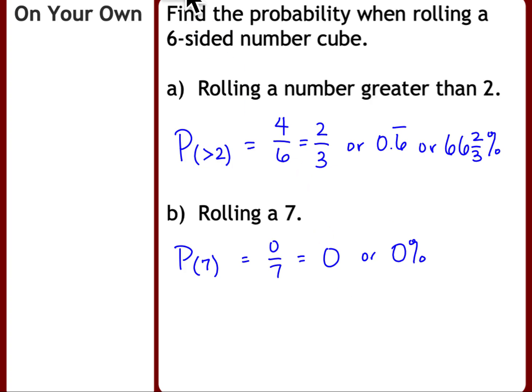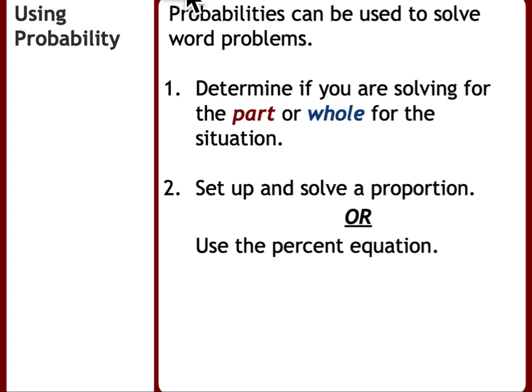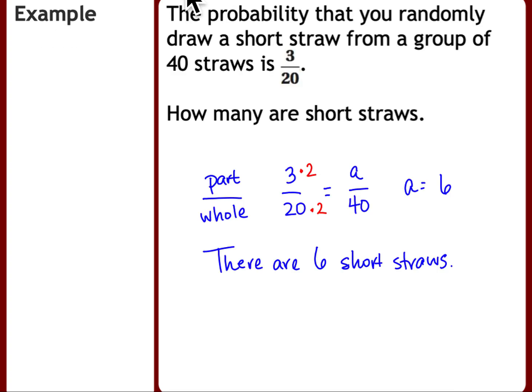Now, using probability can help us solve some word problems. Remember, probability is simply a part-to-whole relationship. So when we're doing a word problem, we can determine if we're solving for the part or the whole, and then set up a proportion. Now, another option is, since probability can be written as a percent, you can also use the percent equation. Now, as you know, I'm a big fan of the proportion. I think you can see the ratios better. So I'm going to do most of mine in proportions. I will show you an equation.